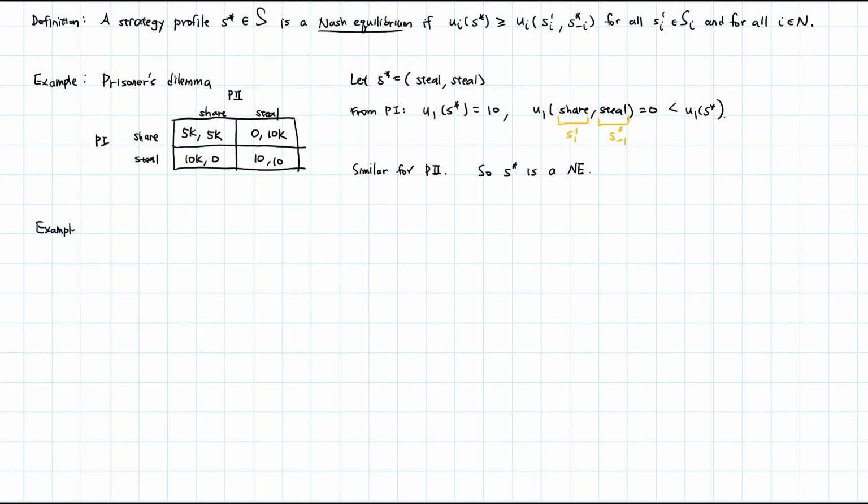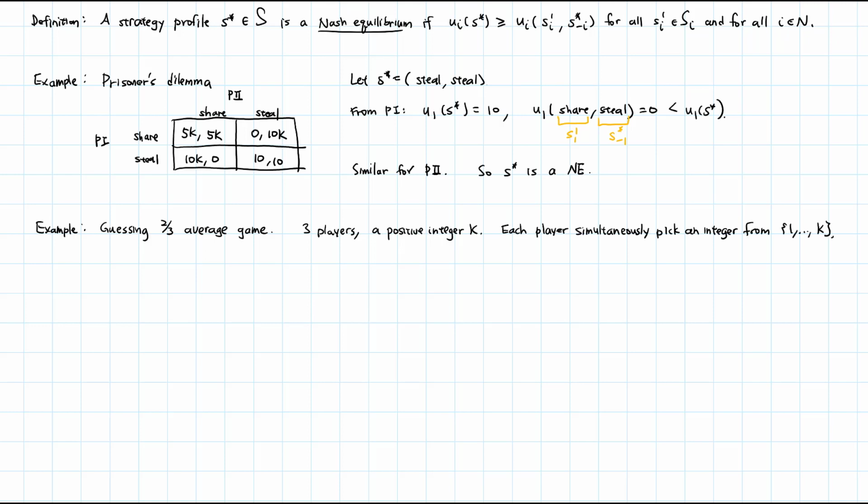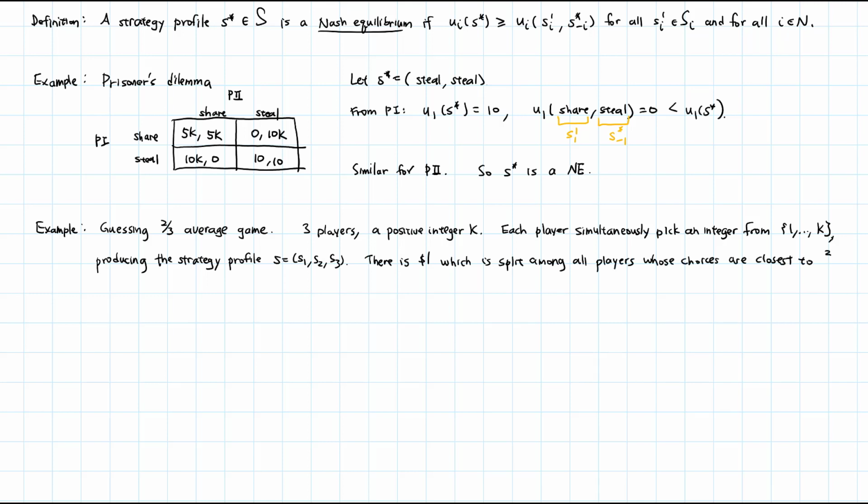Let's consider a new game here, the guessing 2/3 average game. In this game, we have 3 players and a positive integer k. Each player will simultaneously pick an integer from 1 to k, and that produces the strategy profile S, which is S1, S2, S3. There is a $1 prize which is split among all the players whose choices are closest to 2/3 of the average of the 3 numbers. The other players get 0.